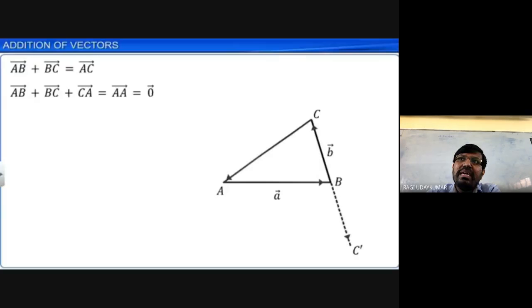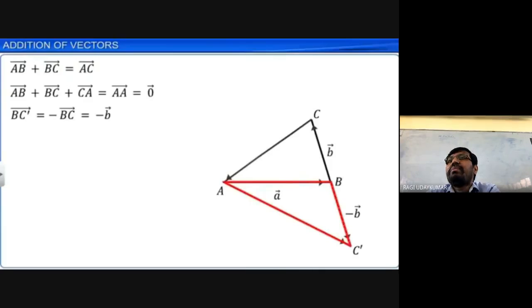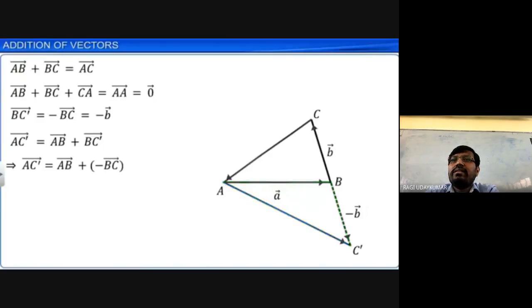Now, instead of B in the opposite direction, it is represented as minus B bar. B to C upwards is plus B, which means B to C downwards is minus B. So here A to C dash is represented by A bar minus B bar, the difference of the two vectors. AC bar is equal to AB bar plus BC bar, but BC bar is represented by minus B bar. So the vector is A bar minus B bar.